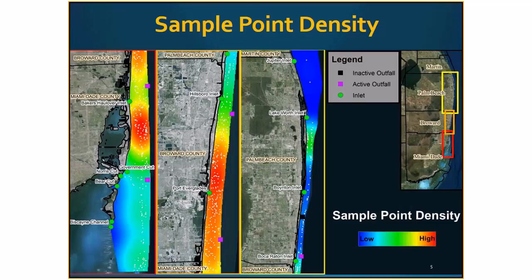So to give you an idea of what that looks like, this is the sample point density. This is a kernel density map just showing you the hotter or the more red areas are where you have a higher concentration of sampling points. Of course, this is slightly an artifact of where the reef actually is. But you can see some areas have more sampling than others.